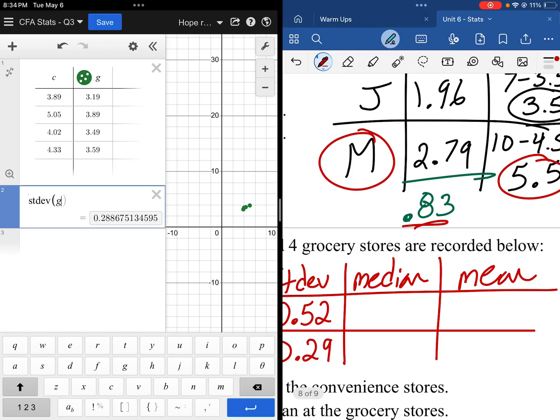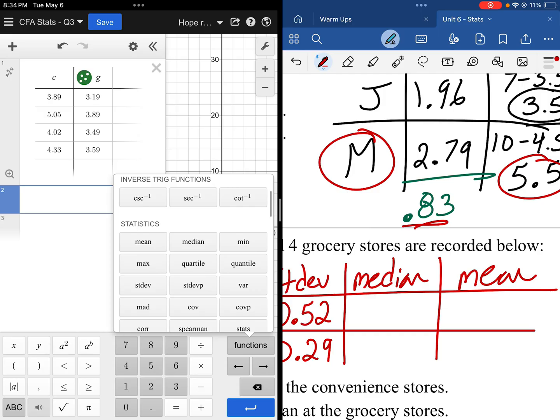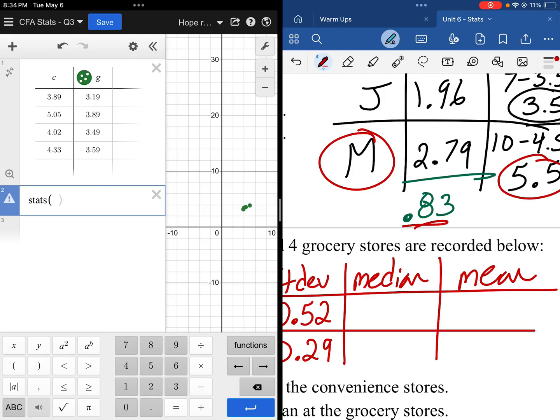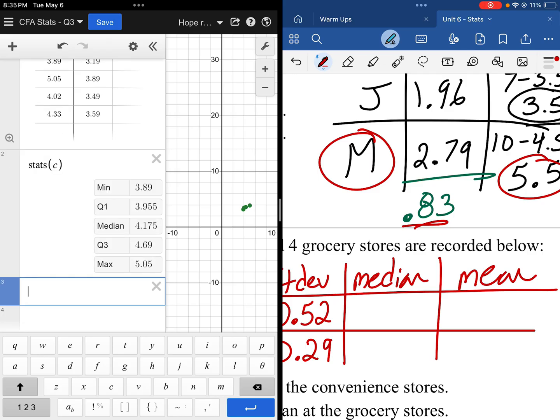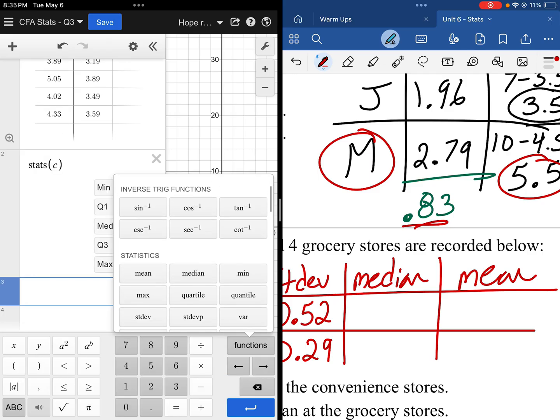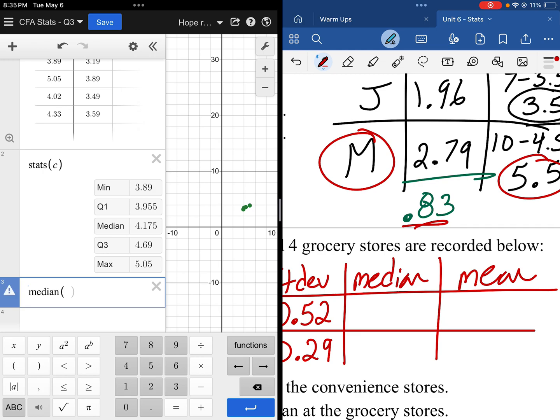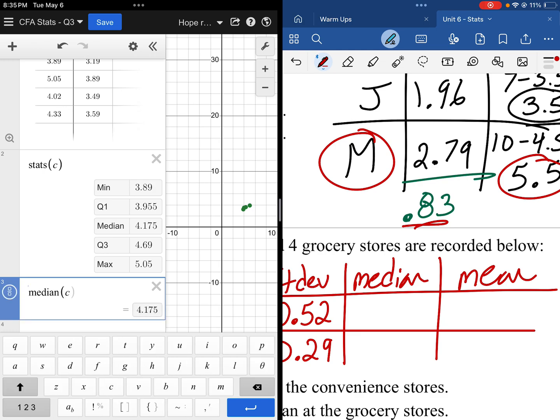Okay, now we want to look at the median. I'm going to show us 2 ways we can do it. We can either do our stats right here and then put in C, or you can do it where you just click median and put in C. Either way, you get the median. It doesn't matter which way you do it.